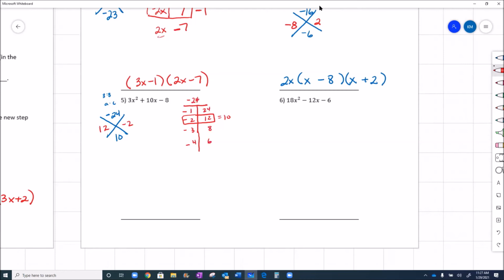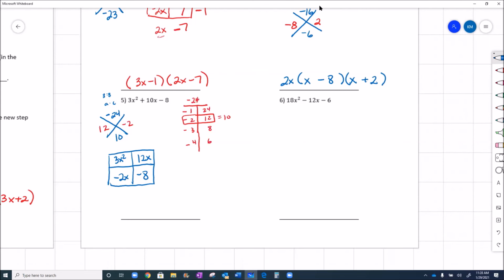Okay, and so these are my two terms, but I have to use the box now, right? Because a is not 1, so I can't just say x plus 12 and x minus 2. That doesn't work out. So in my box, I've got my first term in the first square, 3x squared. Last term in the last square, negative 8. And then the other two terms, 12x and negative 2x in the other two boxes. Doesn't matter which order we put those in.